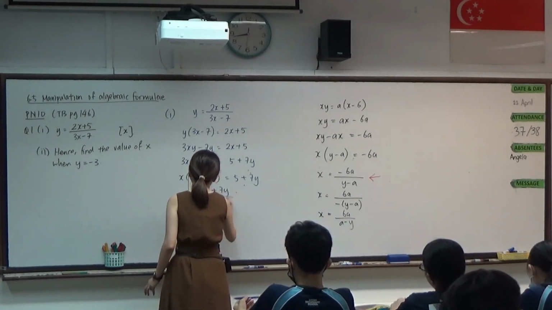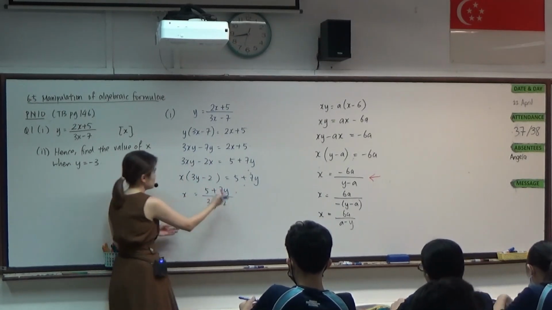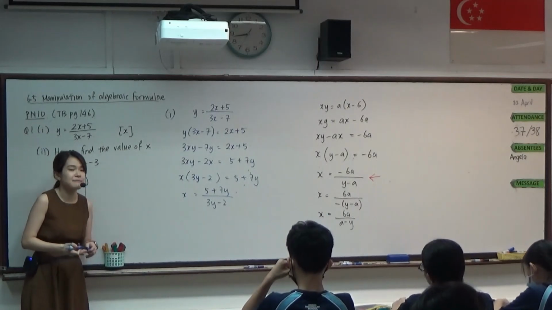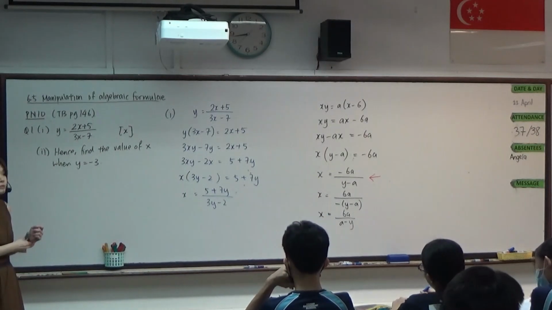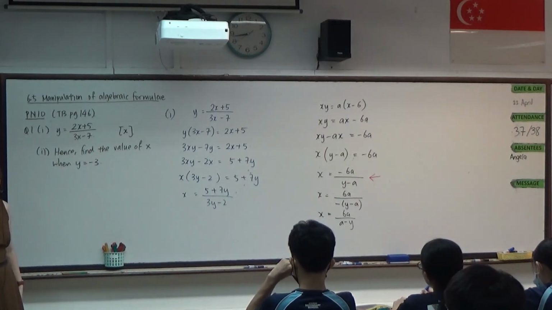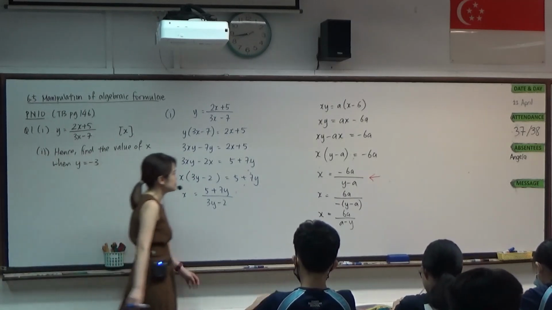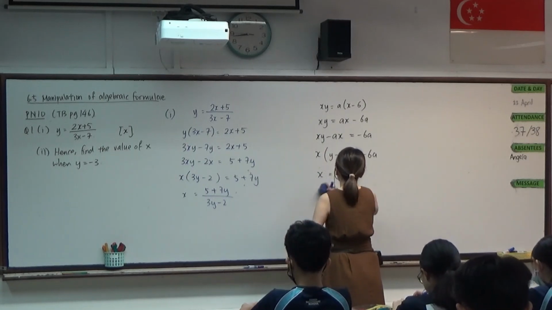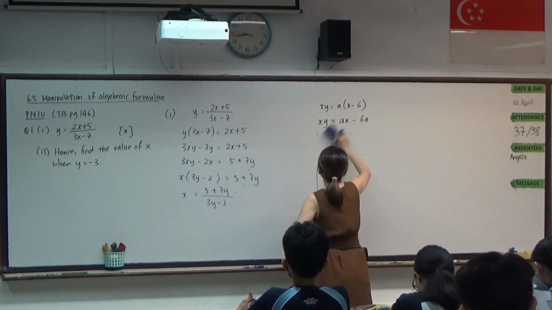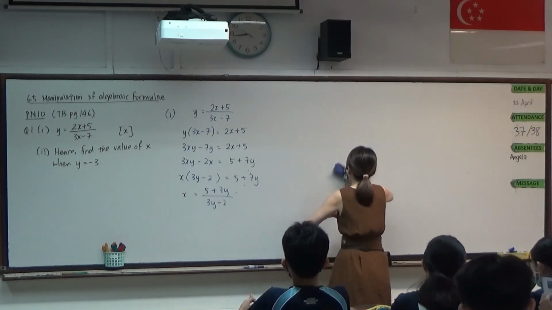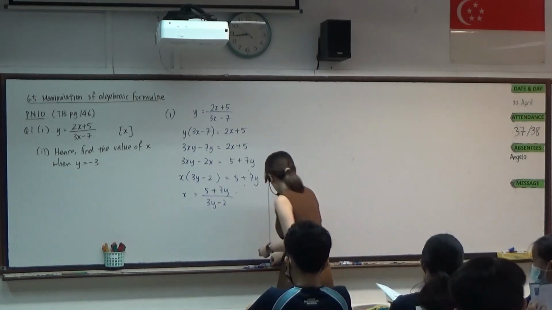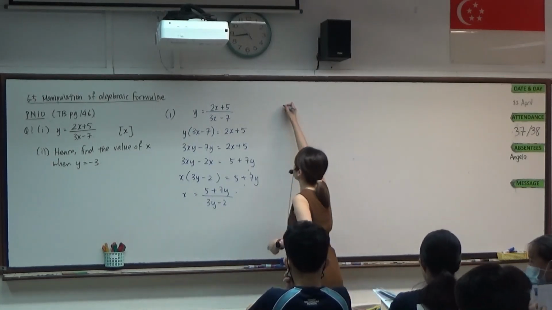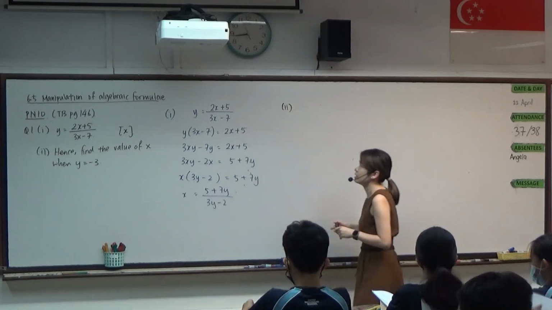So we bring the 3y minus 2 over to the right, so we get x equals 5 plus 7y over 3y minus 2. So are we able to get this answer? Next, we look at part 2. Part 2 says, hence, find the value of x when y equals -3.